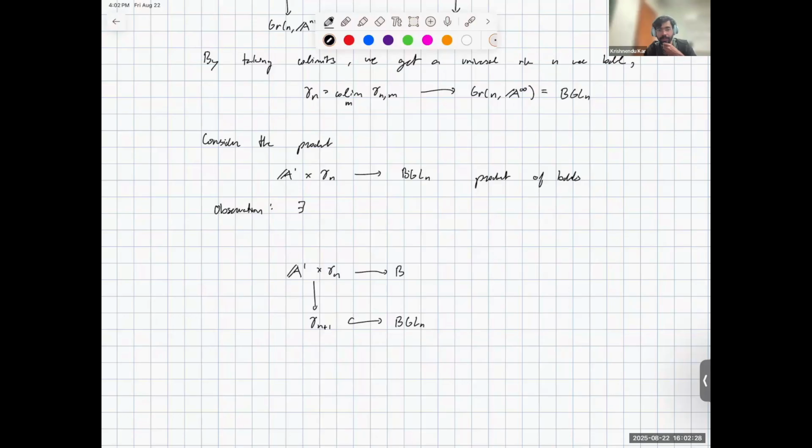I think your BGLn should be BGLn to BGLn plus 1, which should be on the bottom. I think that was the confusion. Yeah, this is what I also want. That works. So there exists a map A1 times Gamma n to Gamma n plus 1 classified by the inclusion.